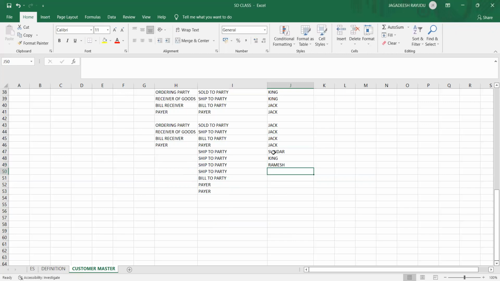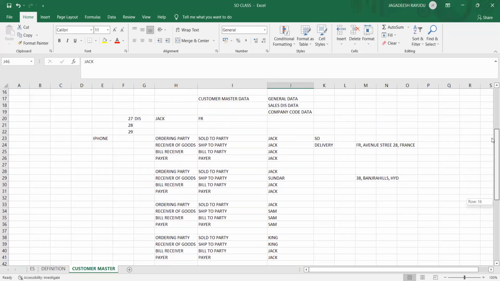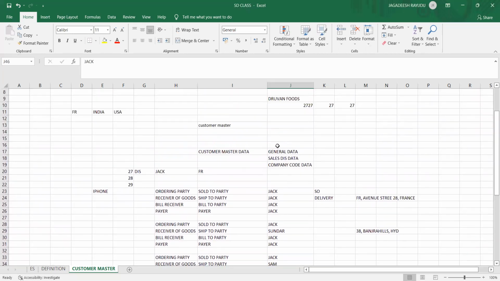At some location Ramesh, one more person, is there. At some location Akbar, another person, is there. The bill-to party will again be Jack, and the payer is either Jack or his friend King or his brother King. If you see, this example is not complex, it is just that you have to create it. All these are the locations where he is doing business.